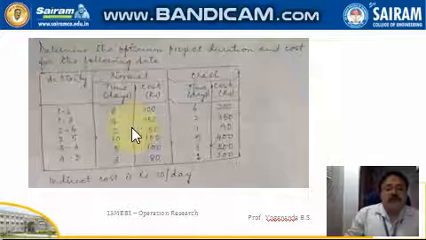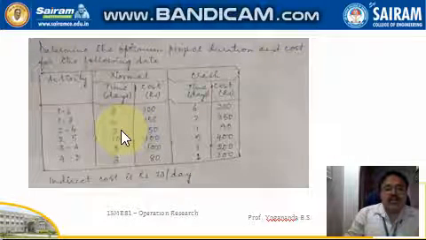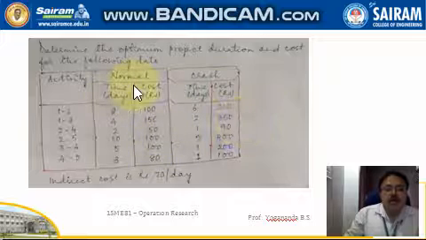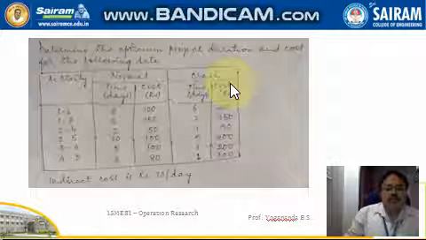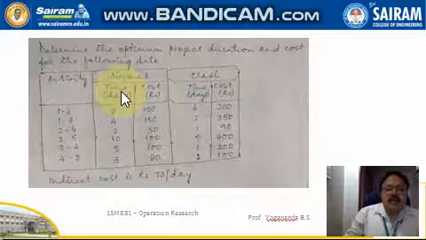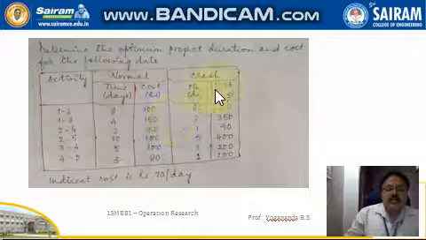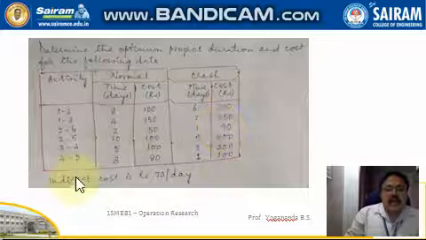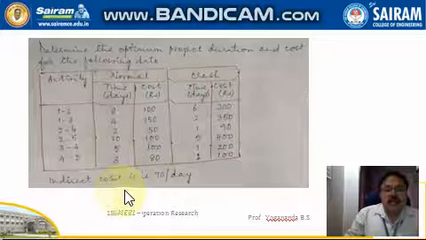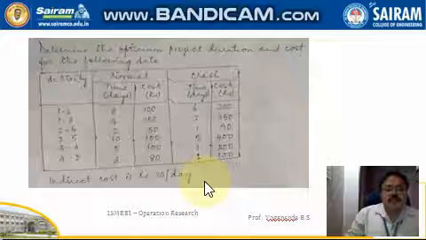Good evening, friends. Today we are discussing crashing the given project. So here there will be two times, that is normal time and crash time, given, and two costs, that is normal cost and crash cost, given. And it is also said that the indirect cost is 70 rupees per day.